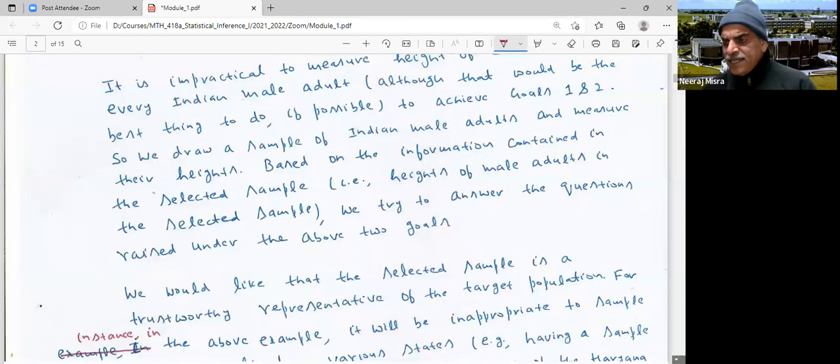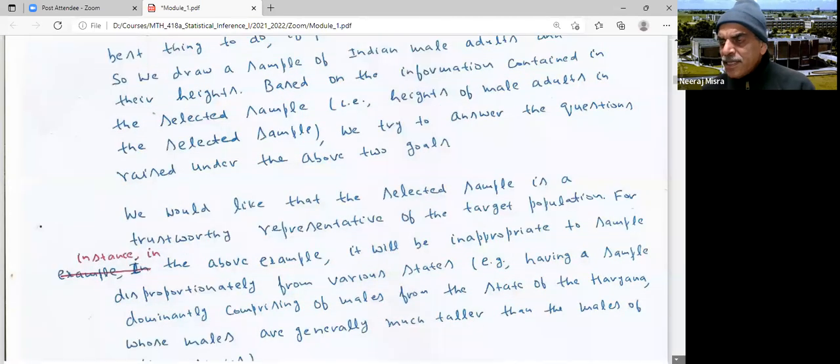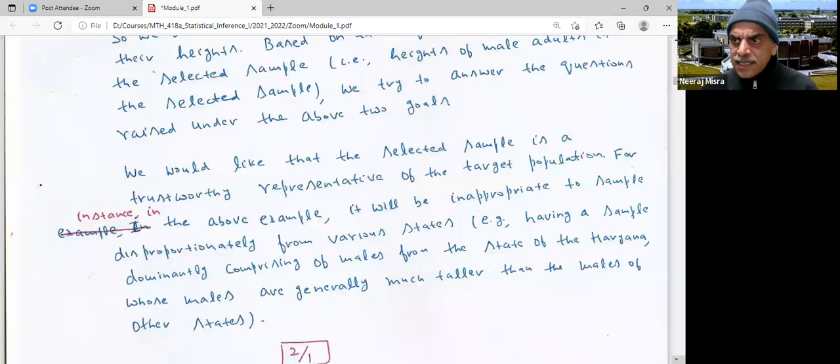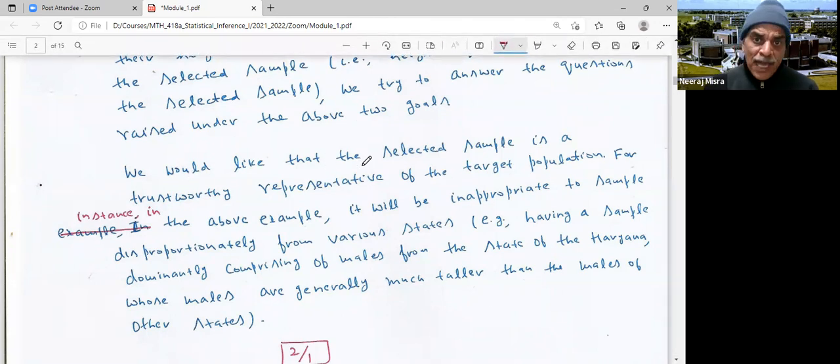Now, how to choose the sample? That is very important, because the larger the sample size, the more information you have. If the sample size is infinite, that means you can examine the whole population. You have all the information. So normally the sample size would be decided based on the resources which are available to you. We would like the selected sample to be a true, trustworthy representative of the target population.